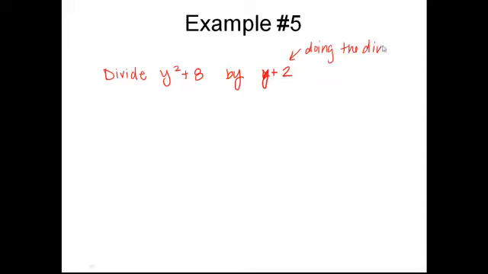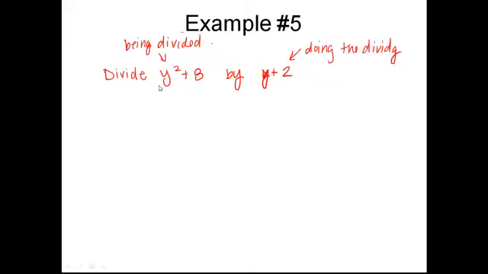Okay, so let's do number 5. All it says is to set these up so you actually don't have to do the division, but you need to make sure you set these up correctly. Okay, so when you're setting this up for long division, this is your divisor, you're dividing this by this. So this is what's doing the dividing. Okay, and this is what's being divided. So make sure you can establish those.